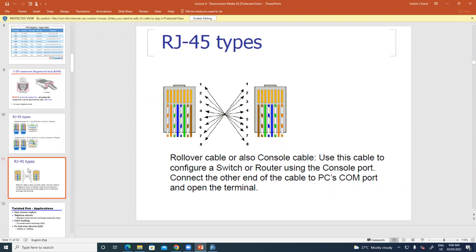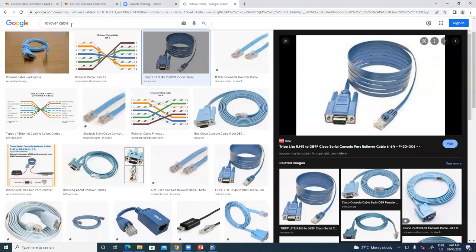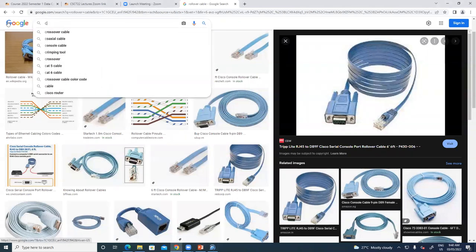This will say console port. Usually on the device, it will say CON, C-O-N, or sometimes it will say console port. And this is only available in manageable switches and in manageable routers.